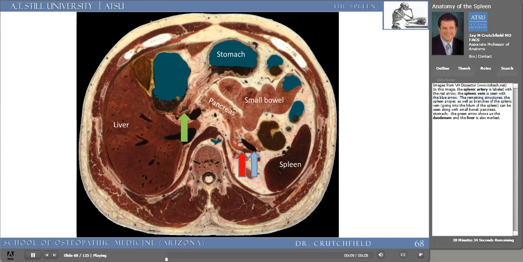The remaining structures, the spleen proper, as well as branches of the splenic vein going into the hilum of the spleen, can be seen along with small bowel, pancreas, stomach, and the green arrow shows us the duodenum. The liver is also marked.